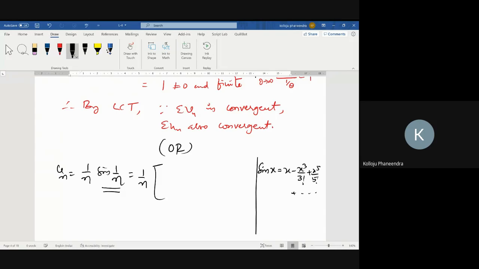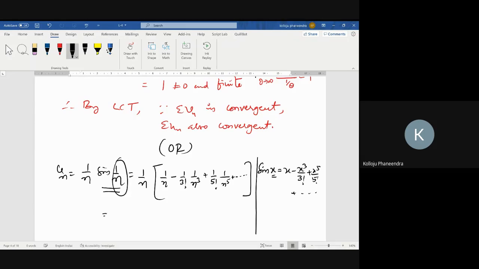Sine 1 by n. In place of x, what is the value here? 1 by n. So the sine x value is 1 by n. So 1 by n minus 1 by 3 factorial into 1 by n cube plus 1 by 5 factorial into 1 by n power 5, and so on.